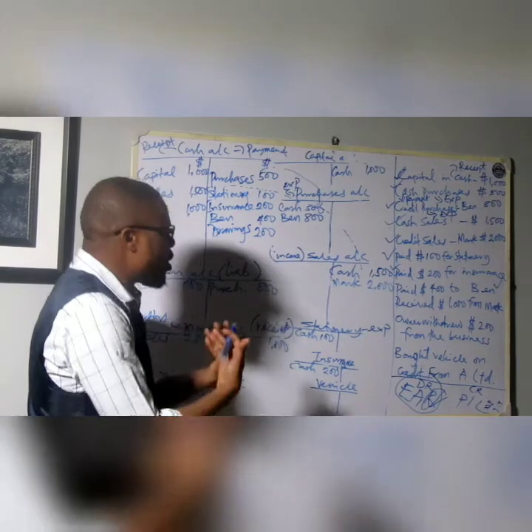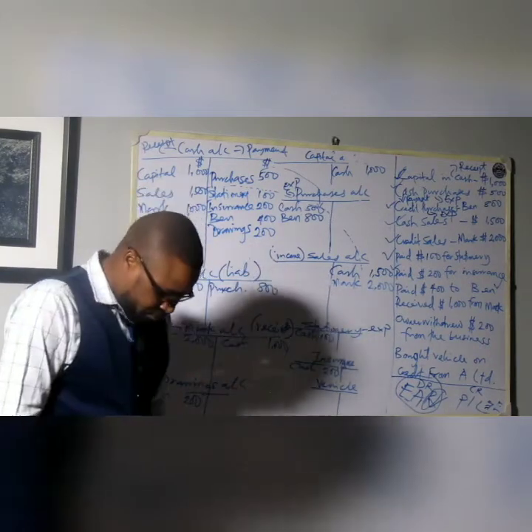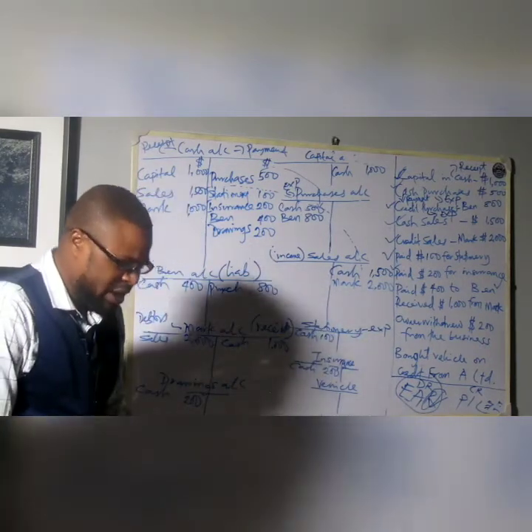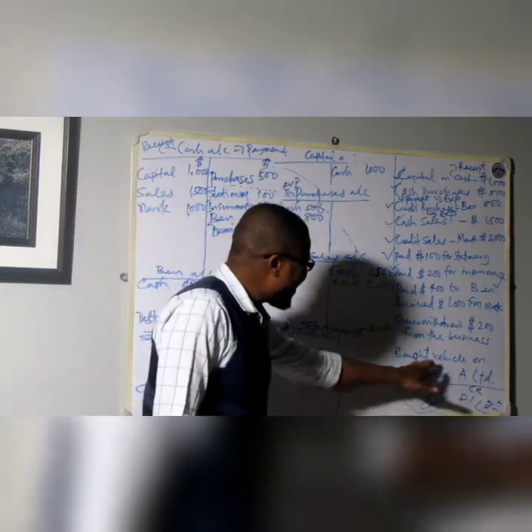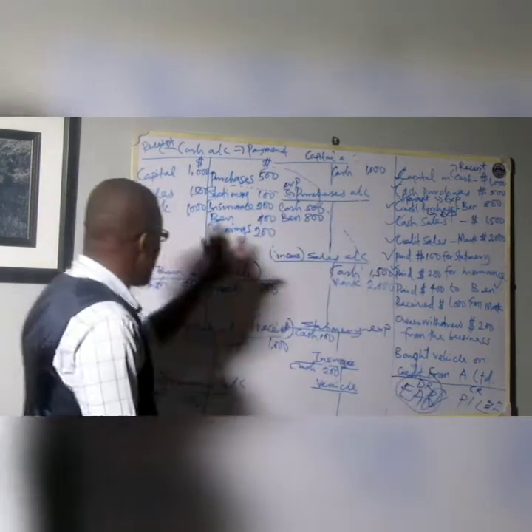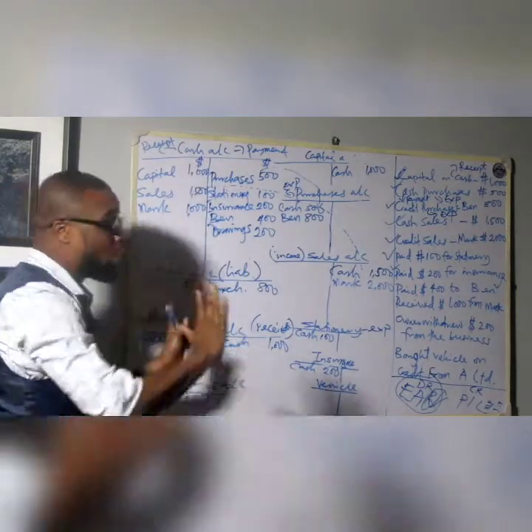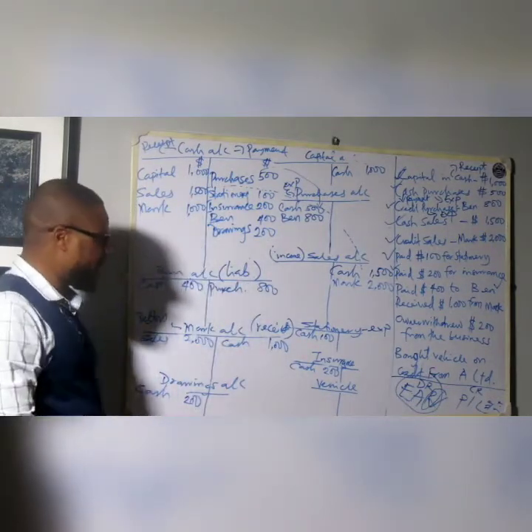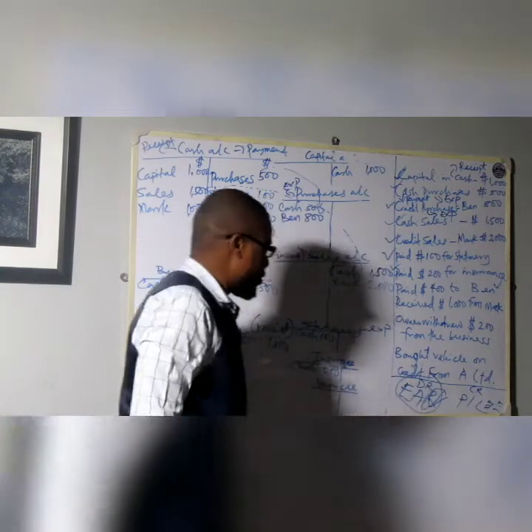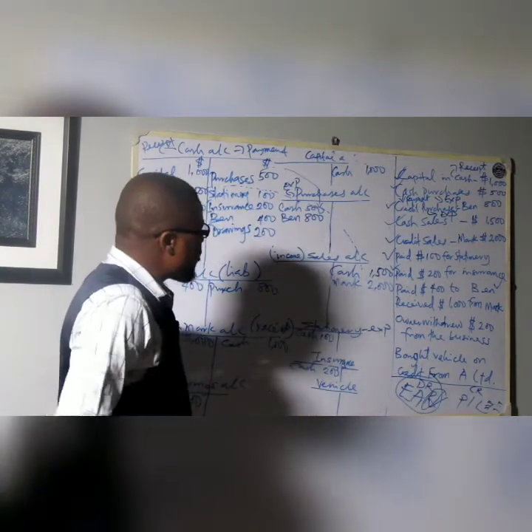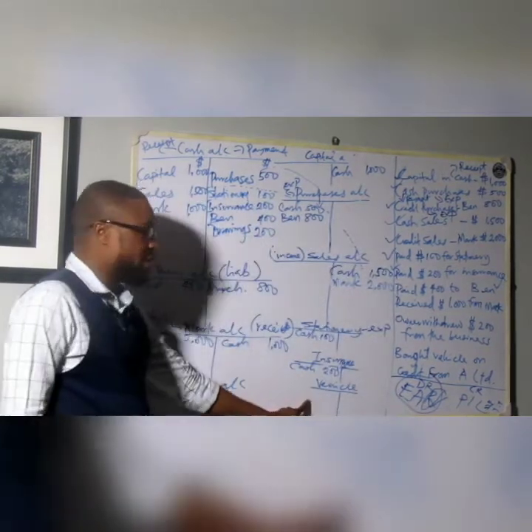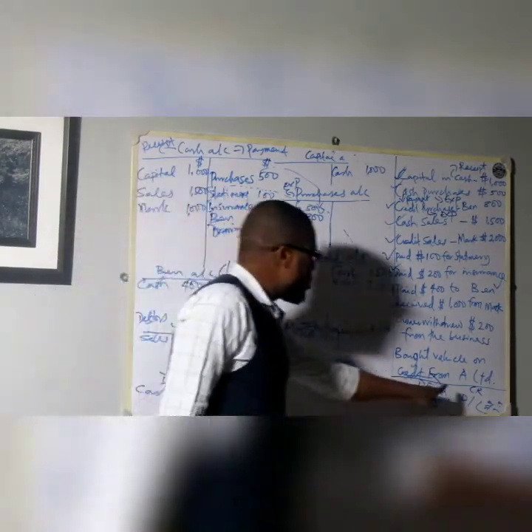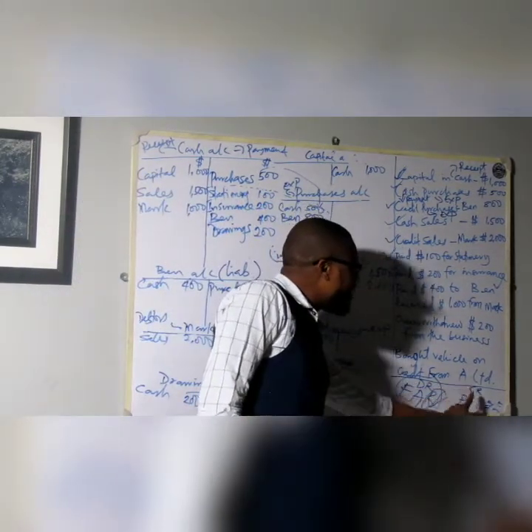Bought vehicle on credit from A Limited. Once more, we call this a credit transaction. You are not making any payment of cash or receiving cash, so just leave your cash account alone. It is not concerned by this transaction. So what are the two things that happened? One, we bought a vehicle, so open a vehicle account. And two, we are now owing A Limited.